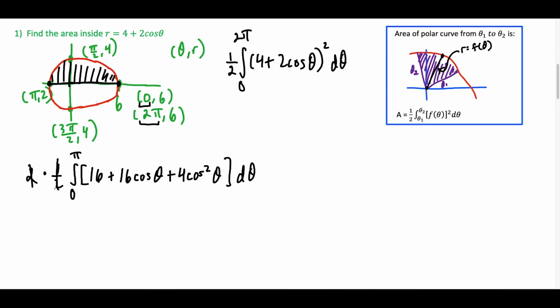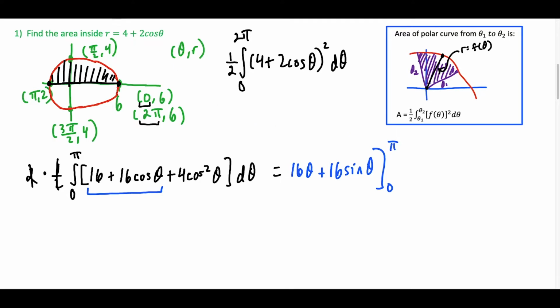The 2 and the 1/2 cancel out, and to go from here, the best thing we could do is probably just find the antiderivative of these 2 terms first, and then use the trig identity for cosine squared to handle this piece. So if we look, the antiderivative of the first 2 terms is going to give us 16 theta plus 16 sine theta, and this is being evaluated from 0 to pi.